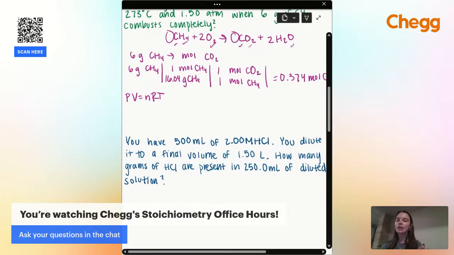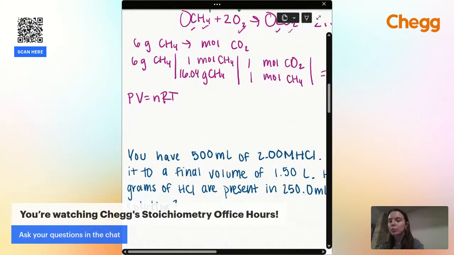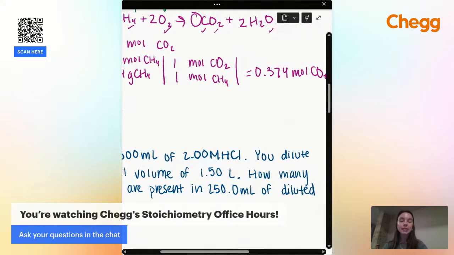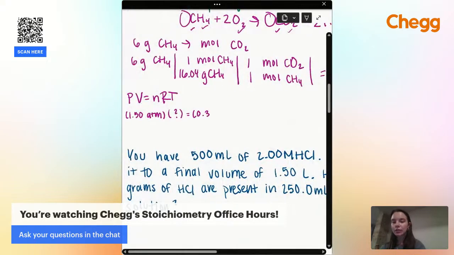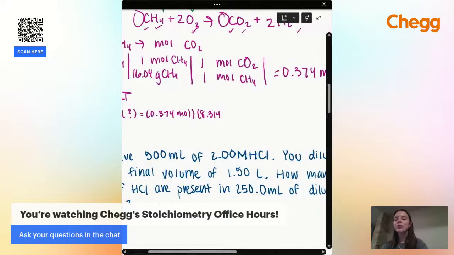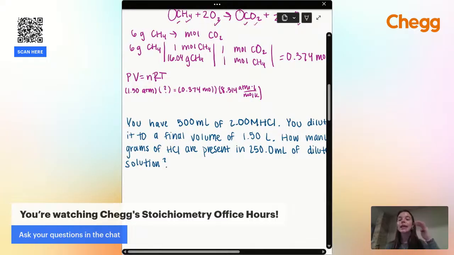So now let's plug those numbers in. The problem tells us that pressure is 1.50 atm. Volume is what we're looking for. Moles we just figured out was 0.374. R is 8.314, not 0.8314, atm times liters over moles per Kelvin. Big, long units, but it's important and crucial to the gas law equation.